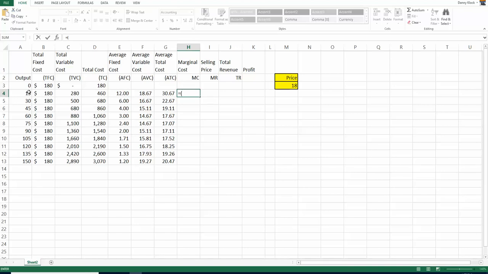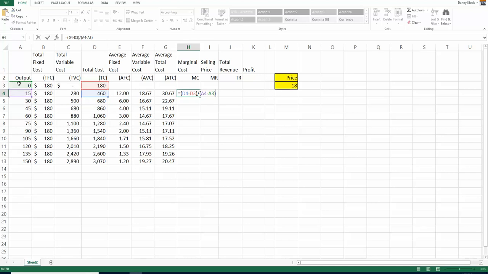Equal, open paren, what did I say? Yeah, I'm going to do my change in total cost, right? So the 460 minus the 180, close paren, divide by, open paren, and then the change in output for this, again, from 0 to 15. So I'm going to take the 15 minus the 0. I'm going to close my paren, and then that looks good to me, right?